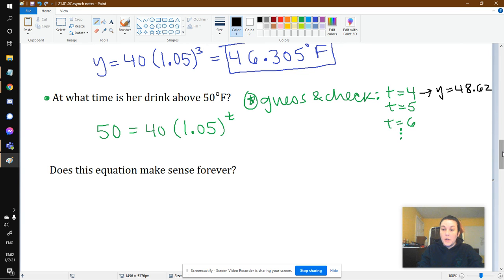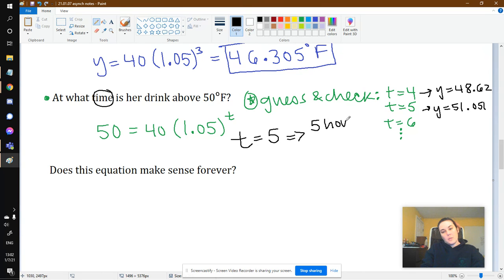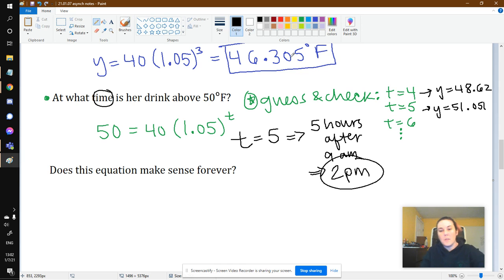So that's not quite it because we're trying to get to 50. When I plug in 5, I get that y equals 51.051. So it must mean the time is when t equals 5, which is 5 hours after 9 a.m., which is 9, 10, 11, 12, 1, 2, which is 2 p.m. So halfway through office hours.